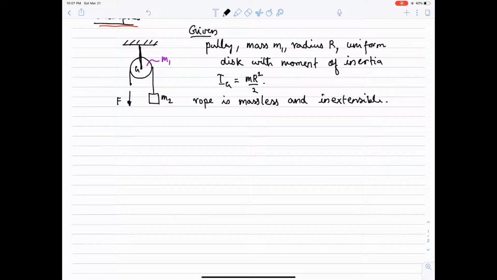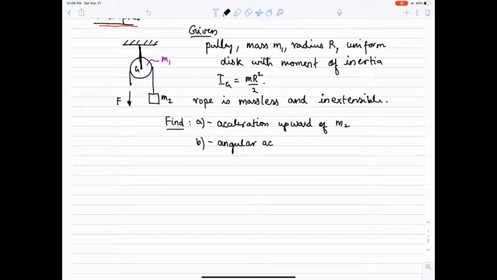Let's say the force F is known, the mass M2 is known. Determine, again, so now I'm going to ask a few things. Part A: acceleration upward of M2. Part B: angular acceleration alpha of the pulley.